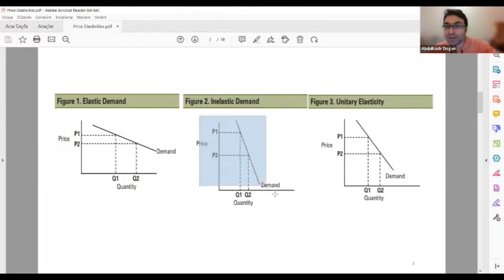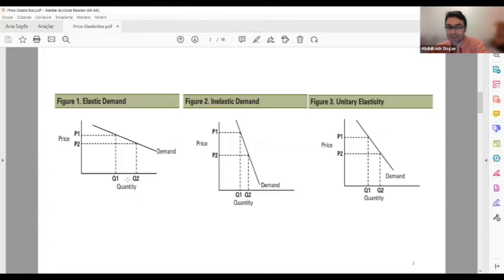So please look at here. And please look at this graph. If you understand the difference between these two graphs, you don't have to listen to the rest of the slides. You will understand the price elasticity. Okay, what does this mean?